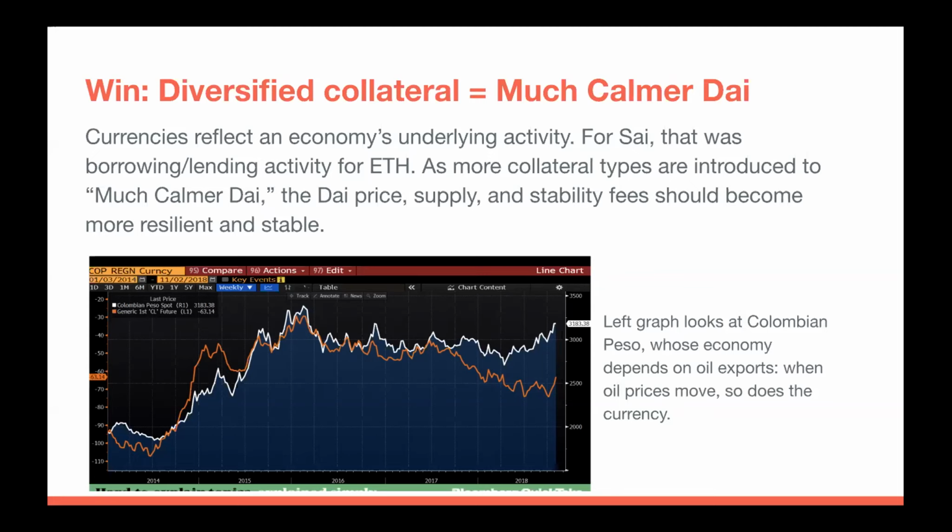And to provide a real world example of this having played out in the past, the graph on this page looks at the Colombian peso, which is an economy that is heavily dependent on oil exports. And you can see really closely how the price of the currency tracks the price of oil. And you can see the same thing in single collateral Dai as well, where the price, the stability fee, and the supply of single collateral Dai really closely reflected the price of ETH. And being able to now, instead of being dependent on a single price of ETH, be dependent on an entire portfolio of many different collateral types, can really only be good for the stability of the product.